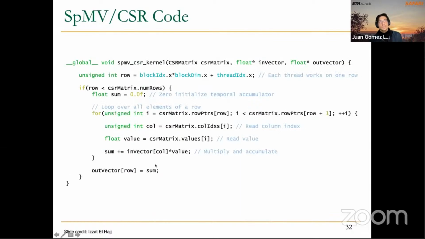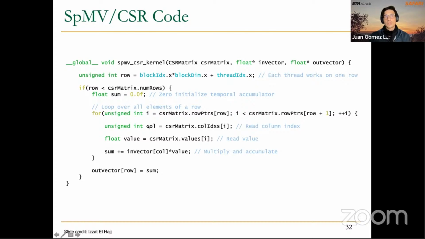Here you can see the code. It's a little bit more complicated than the code for the COO representation. Now, instead of having an index for each individual thread and an index for each individual element that is assigned to each thread, here we have one index for the row that is obtained from the global index of each thread, and then each thread goes over all the elements that belong to the same row.